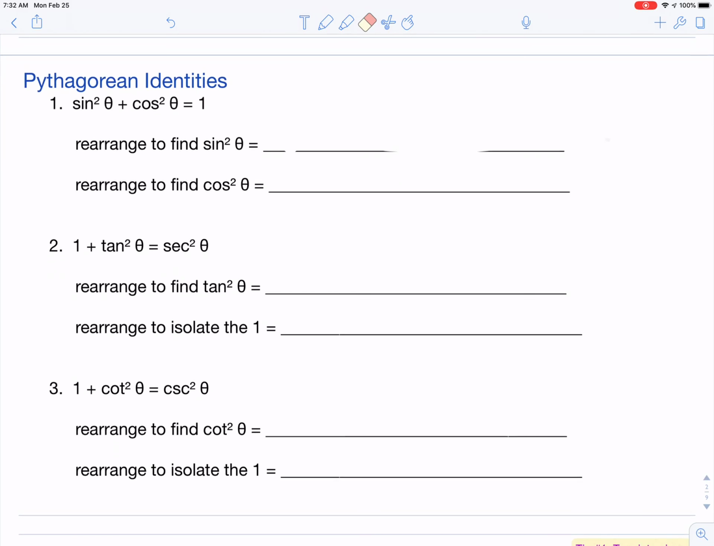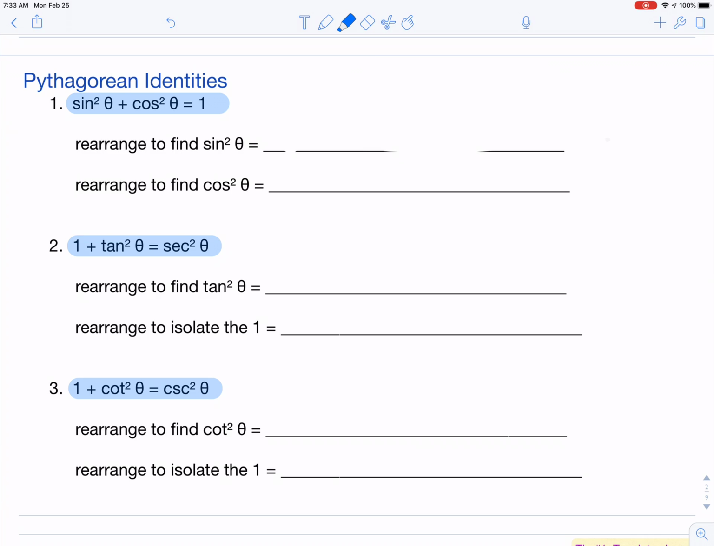I have 3 basic Pythagorean identities. The first one here that you can see is the sine squared of theta plus the cosine squared of theta is equal to 1. The second one, 1 plus the tangent squared of theta is equal to the secant squared of theta. And then thirdly is going to be 1 plus the cotangent squared of theta is equal to the cosecant squared of theta. These are our 3 main Pythagorean identities, but there's also ways that we can rearrange them and look at them differently.